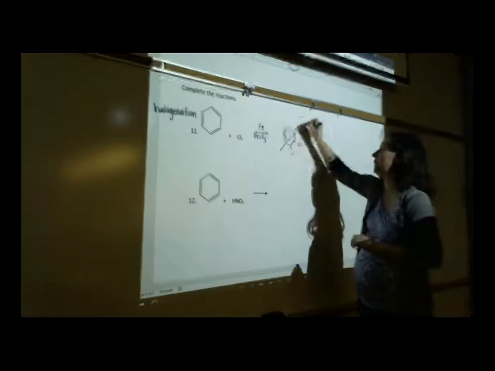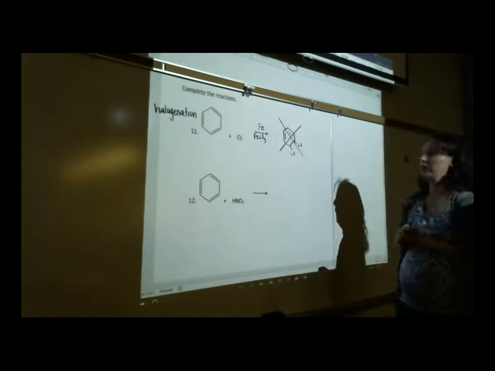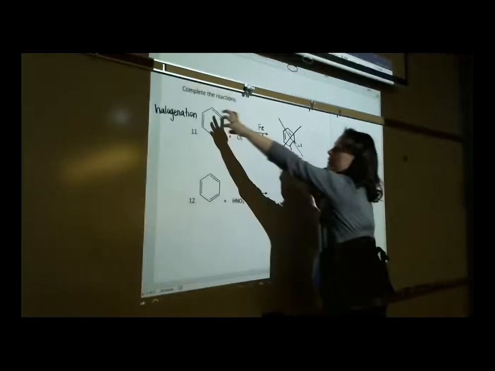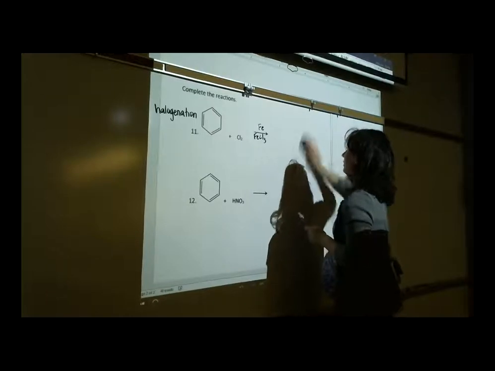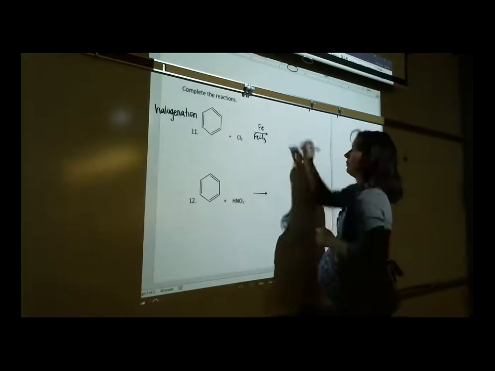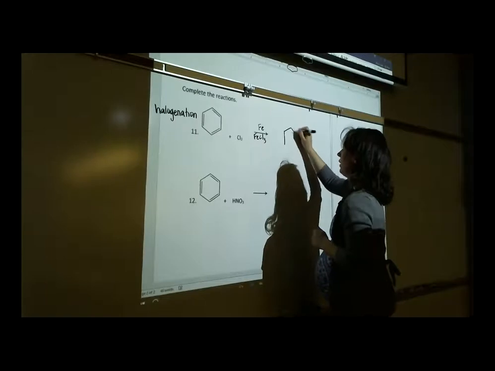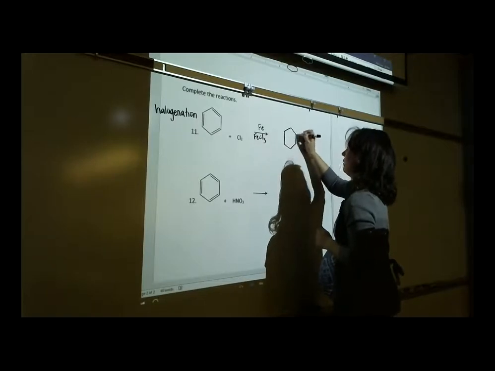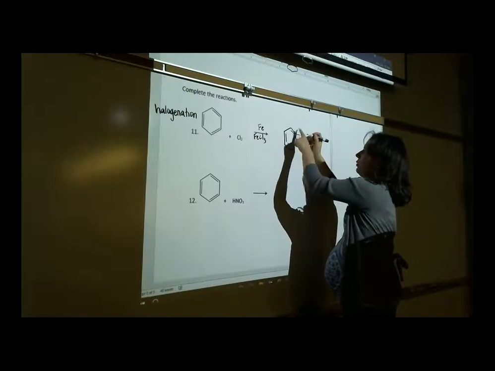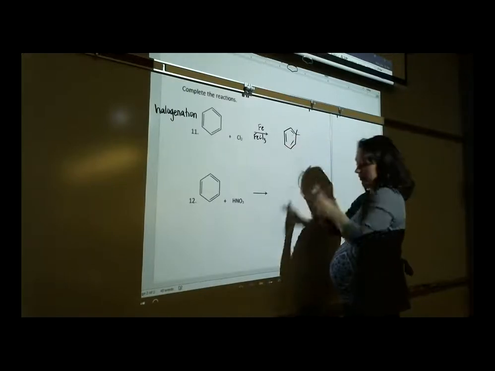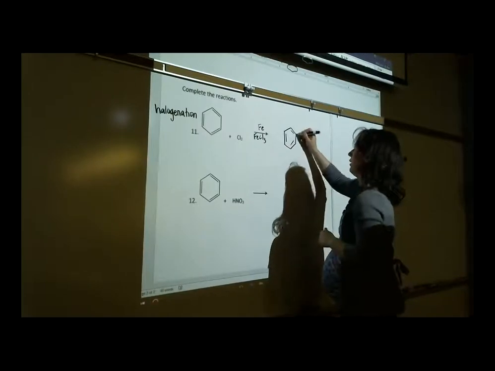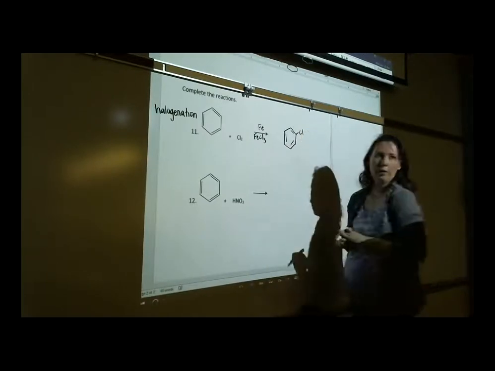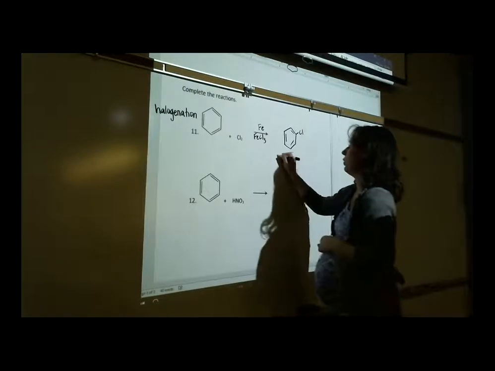No, we're not treating this like an alkene reaction, right? Because the benzene, it stays intact. What are you going to get? Well, not 2 chloros, because if you had 2 chloros, this carbon would have 1, 2, 3, 4, 5 bonds, right? So you're not going to get 2 chloros. You're going to get just 1 chloro, right? So the product here is chlorobenzene.